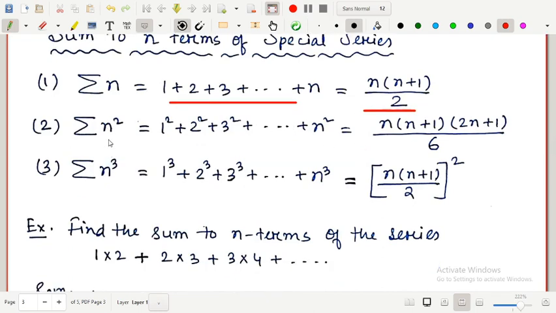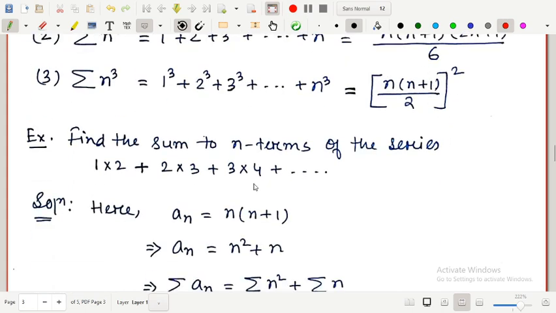summation of n square. It means 1 square plus 2 square plus 3 square plus dot dot dot up to n square. And the formula is n into n plus 1 into 2n plus 1 by 6. Okay. Next is summation of n cube. It means 1 cube plus 2 cube plus 3 cube plus dot dot dot up to n cube. And it is equal to n into n plus 1 by 2 whole square. Fine. Up to n it is n into n plus 1 by 2. And up to n cube it is the same, n into n plus 1 by 2, just make it square.